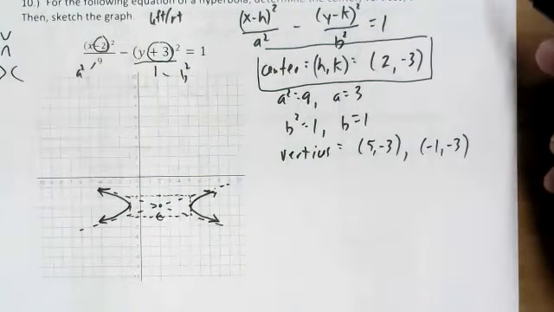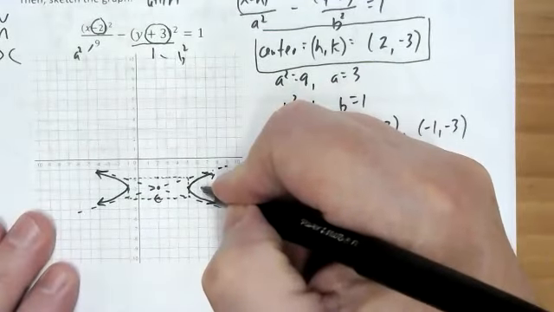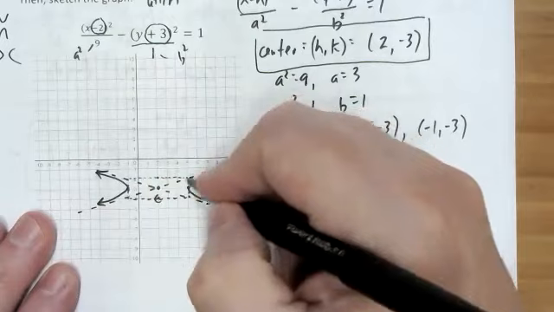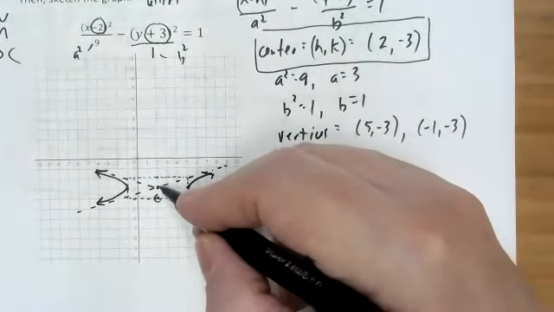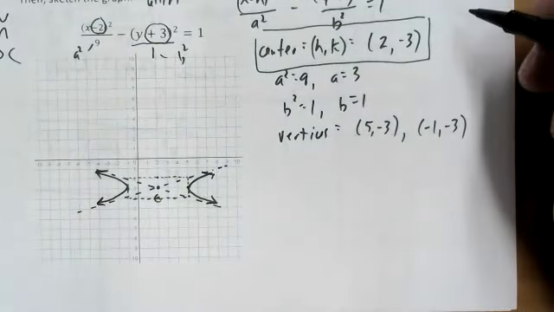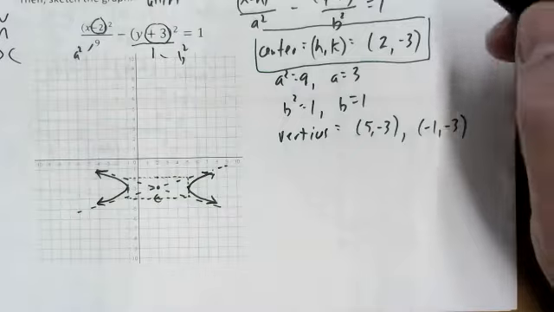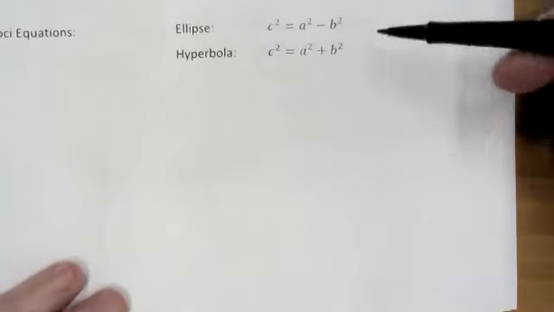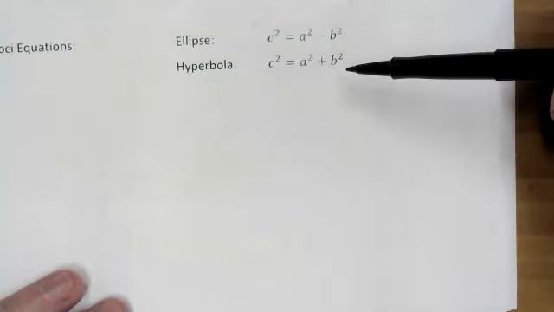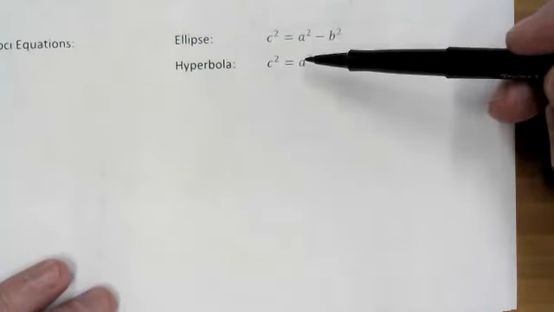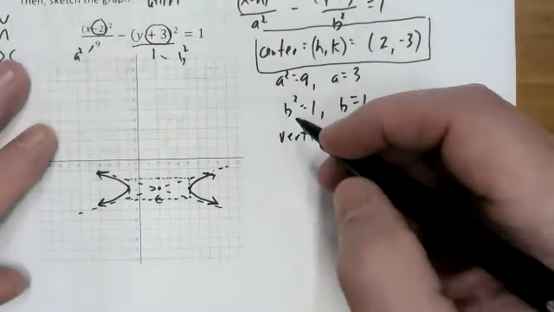And the foci. Now, for hyperbolas, the foci are 2 points inside each side of the hyperbola in here somewhere. And the distance from the center to the foci is, once again, going to be called C. Now, for hyperbolas, the formula that relates A, B, and C is C squared equals A squared plus B squared. Since I know A squared and B squared, this gives me a way to calculate C.